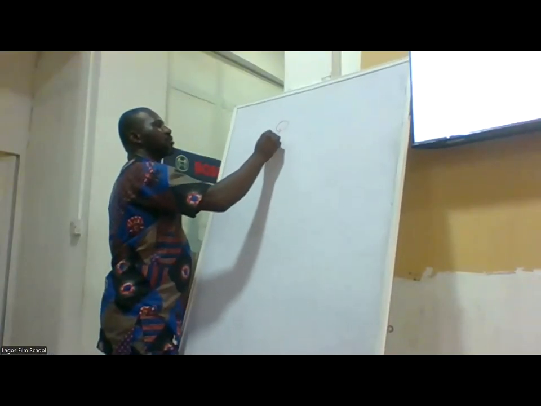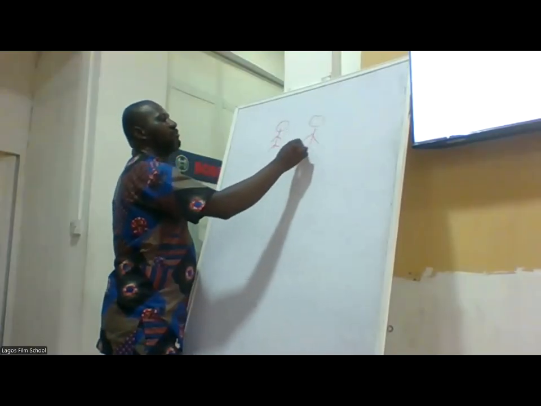You have two people having a conversation. To have this person here, and for this person to be here, there is more space on this side and less space on this side. It's called lead room. There should be more space in the direction your subject is facing. Same as talking room. Lead room, talking room.